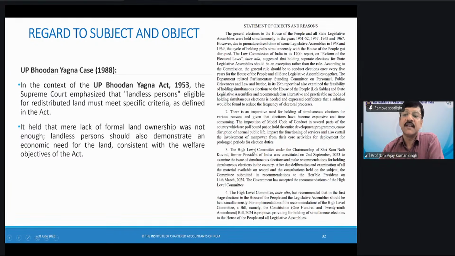So they have mentioned that there are multiple elections happening, there's a lot of cost involved in it, and the electoral process takes so much time. All these reasons are given, and that is the objects and reasons. And somebody may say that no, One Nation, One Election will take away democracy. These arguments have to be harmonized.